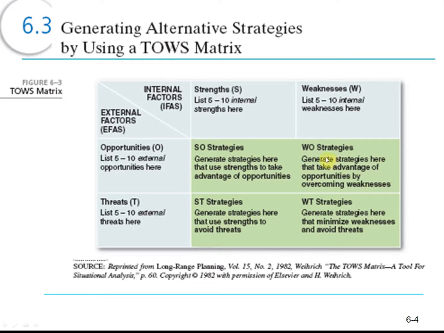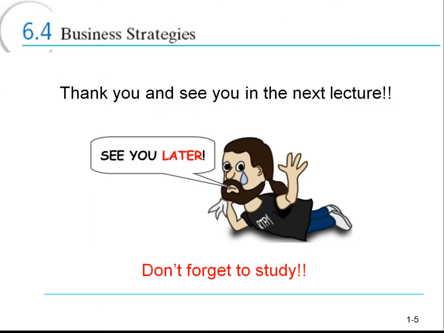When it comes to WO strategies, we're looking at weaknesses and opportunities. What are some areas where the weaknesses of the company may be able to help you exploit or benefit opportunities, or vice versa, opportunities that exist outside the company that may help reduce or eliminate some of the weaknesses within your company. And then you have WT strategies. These are strategies, once again, that look at both weaknesses and threats, and you generate ideas to help deal with both of those. That's how you use the TOWS analysis.